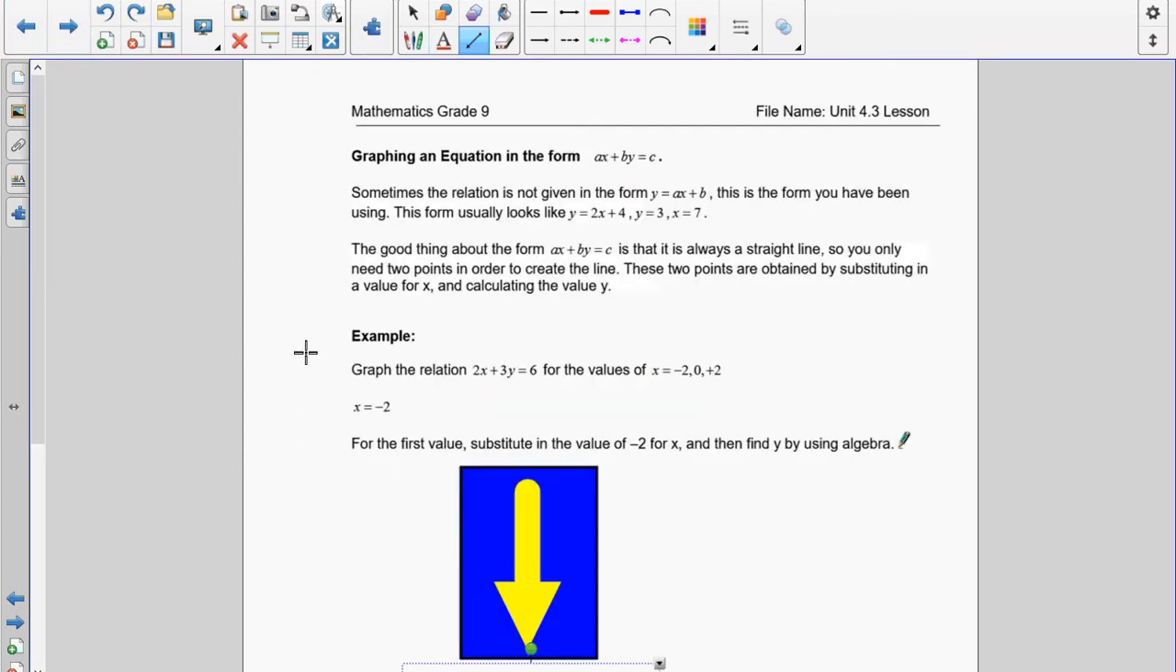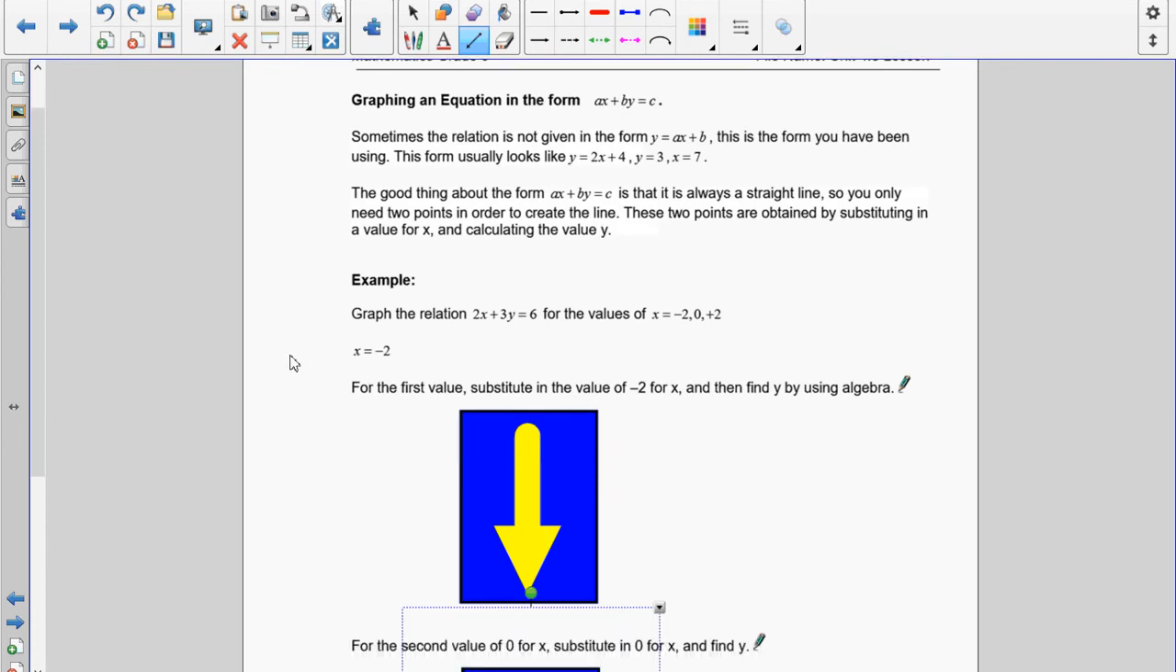And let's take a look at the next form. Now we're going to look at what's called the ax plus by equals c format. This is an equation type that we're going to be using. Now sometimes the relation is not given in the form that you're normally used to, where it says y equals something. This is the form you've been using, as we've been going through this. And here's a couple of them right here. You can take a look. It's y is equal to 2x plus 4, or y equals 3, or x equals 7. And now we're going to be taking and changing it to look like this.